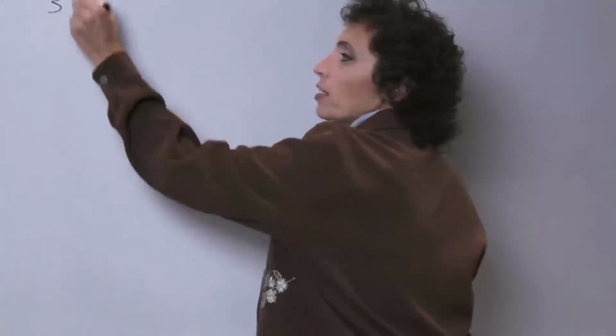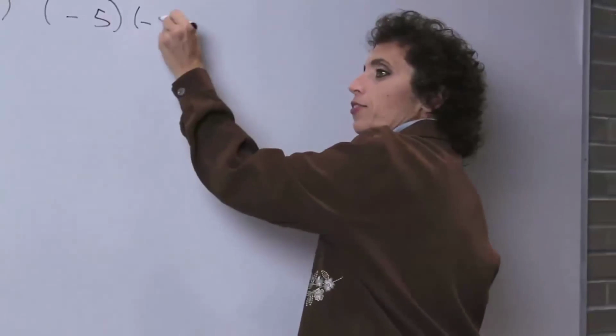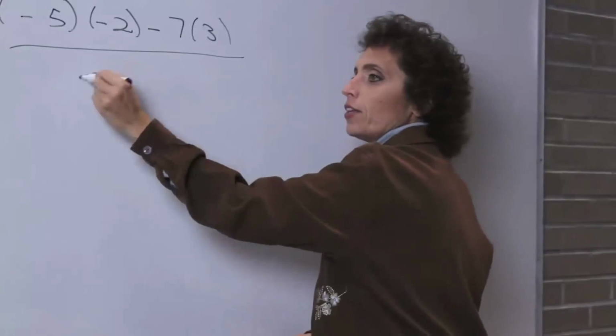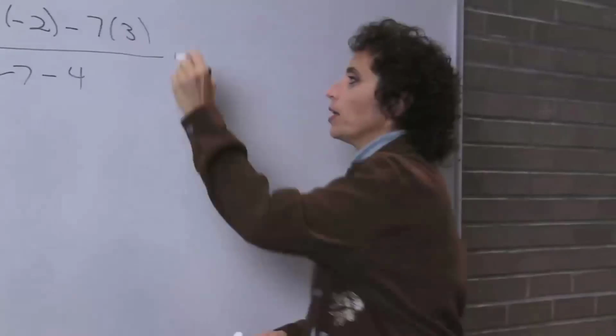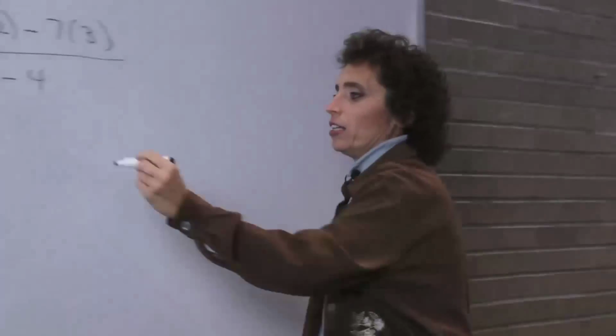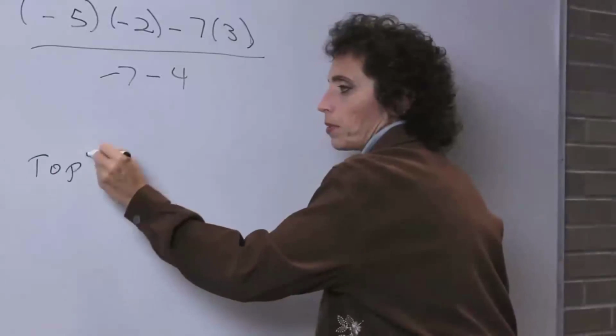All right, let's try number 3. Number 3 says -5 times -2 minus 7 times 3, all divided by -7 minus 4. Now, again, I'm going to try to do top and bottom and not forget to do the bottom. I do that a lot. Okay, let's do the top. On the top.